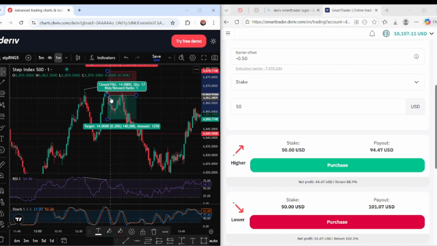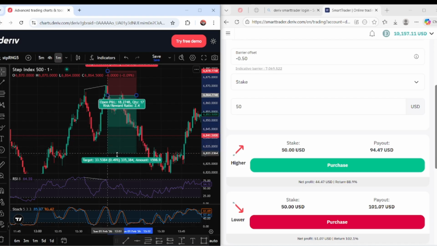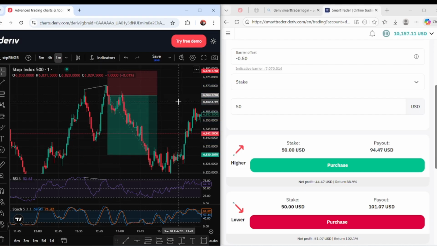You can see how many candles it takes: 1, 2, 3, 4, 5, 6, 7, 8, 9, 10, 11, 12, 13, 14, 15. Before 15 minutes, because each candle here represents 1 minute. So before 15 minutes or 30 minutes, they have already reached your TP. You can take this on your MT5 and also on your binary smart trader.